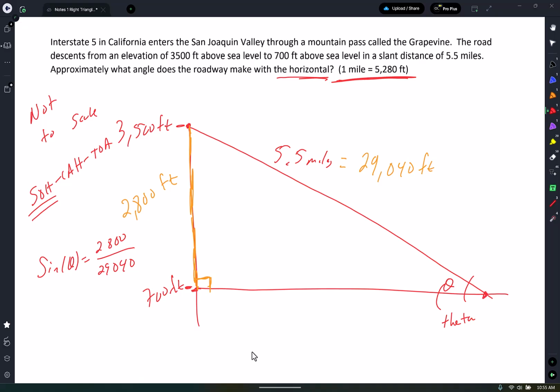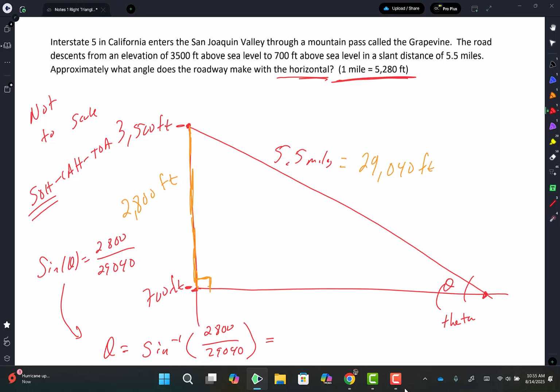Inverse, the inverse sine. So here we go. To get theta by itself, you have to do the inverse, guys. So theta equals inverse sine, or you can say arc sine if you don't like the word inverse. Inverse sine to the -1 of 2,800 over 29,040. If we have issues with inverse, maybe we'll have to do a lesson on inverses. And there it is, guys. Type that into your calculator.